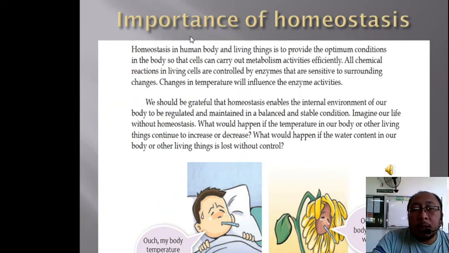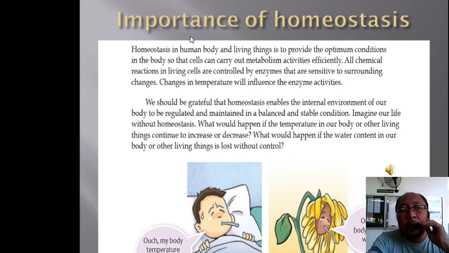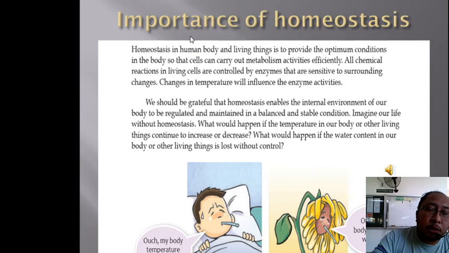So now we reach the end of the subtopic, or the end of the chapter. Why is homeostasis very important to the organism? Homeostasis in the human body and living things provides the optimum condition in the body so that cells can carry out metabolic activities efficiently. All chemical actions in living cells are controlled by enzymes that are sensitive to surrounding changes. Changes in temperature will influence enzyme activities.